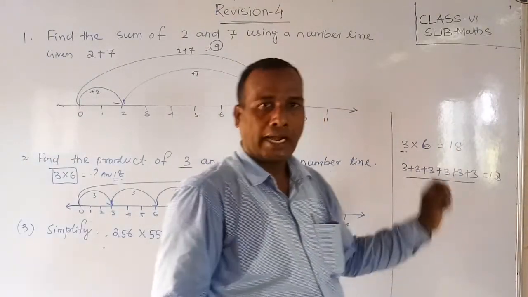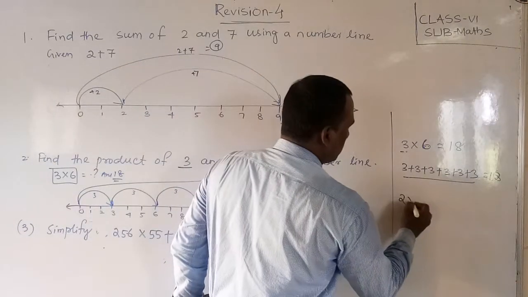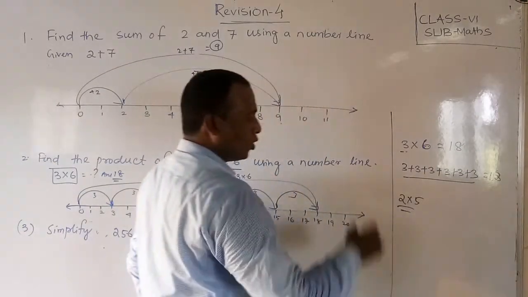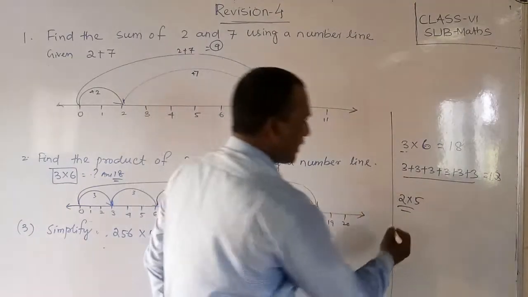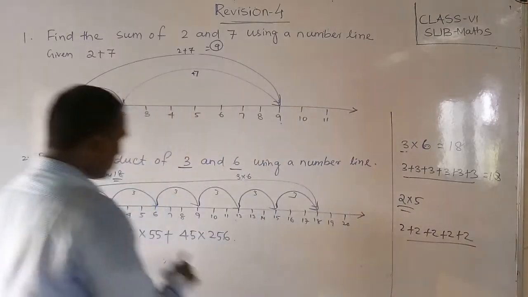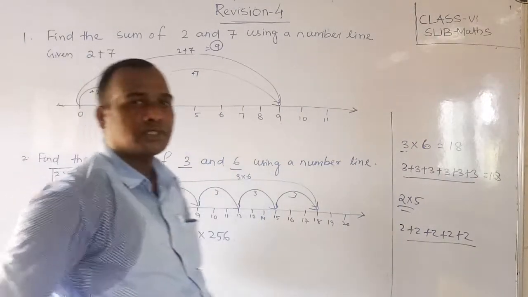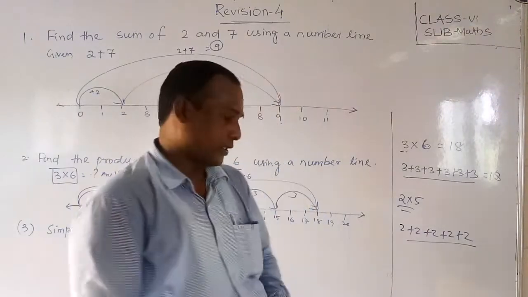Okay, so if it is given, suppose 2 into 5, what do you do? 2 added 5 times, that means 2 plus 2 plus 2 plus 2 plus 2. We have to show first 2, next 2, next 2, like this, 5 times. Are you clear? Okay students, thank you.